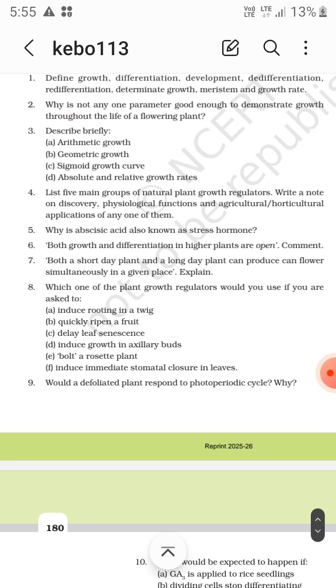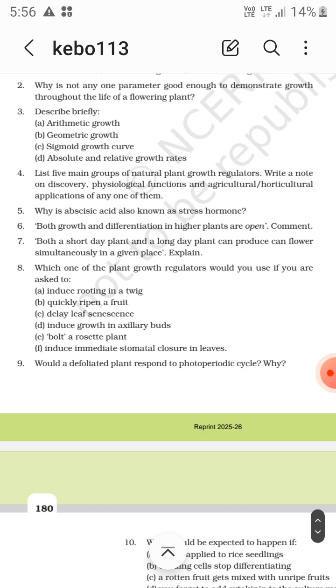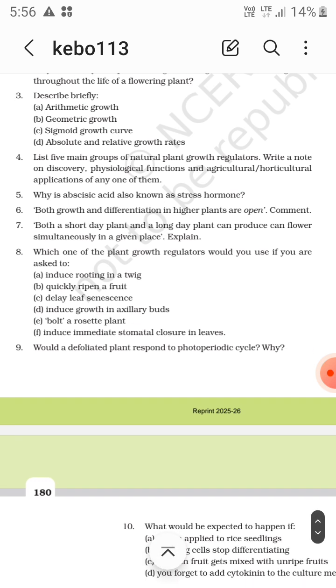List five main groups of natural plant growth regulators. Write a note on discovery, physiological functions, and agriculture and horticulture applications of any one of them. So auxin is the best for it, as it has agriculture and horticulture applications. And the physiological effects, like parthenocarpy, for example in banana, they induce parthenocarpy. Not in apple, right? So this is it all. The natural plant growth regulator is auxin, and there can be synthetic auxin or natural auxin.